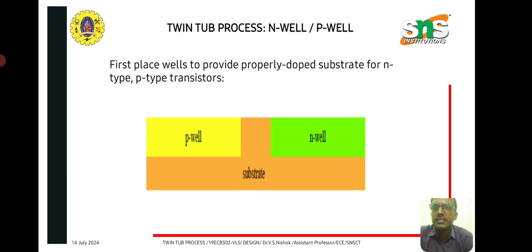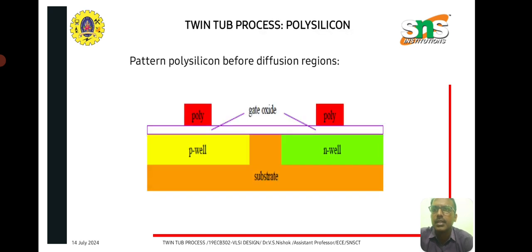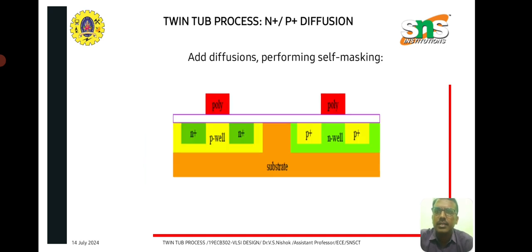Initially we will take a substrate and we will start creating the N-well and P-well. First, place wells to provide a properly doped substrate for N-type and P-type transistors. Then pattern polysilicon before diffusion regions. After placing the P-well and N-well, we use the SiO2 above it, and then we place the polysilicon for the gate terminals of the transistors.